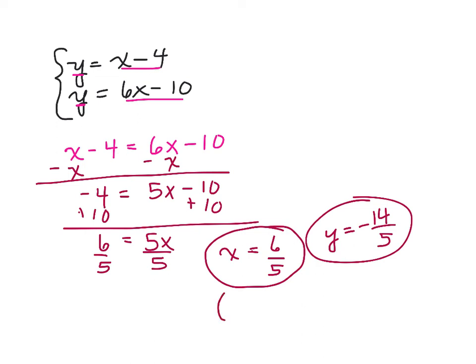Another way to write that again is 6/5, comma, negative 14/5. And again, I would accept this as decimals or as mixed numbers if you wanted. 1 and 1/5, negative 2 and 4/5. Those are both okay as well. Check my math there. Make sure I am correct. See if you can find that same value for y.